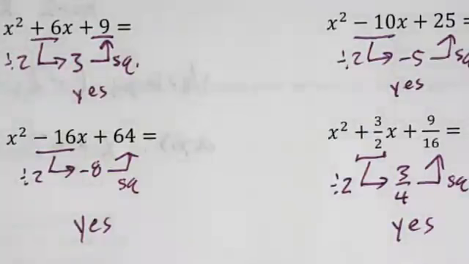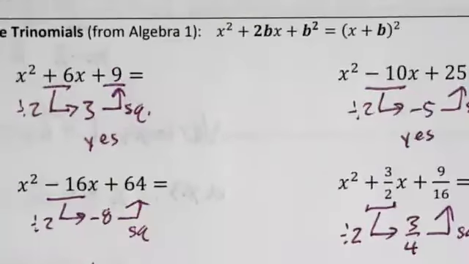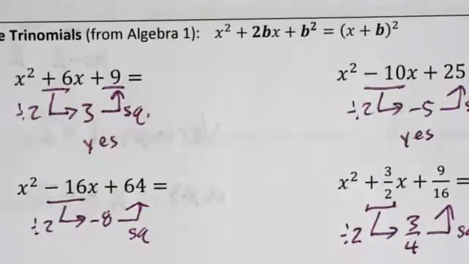I'm hoping you were able to verify that all 4 of these are perfect square trinomials. Are we good? All right, so don't miss this. This is kind of the key piece. If something is a perfect square trinomial, then that means it's really easy to factor.